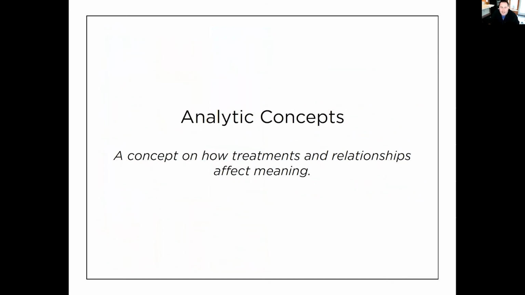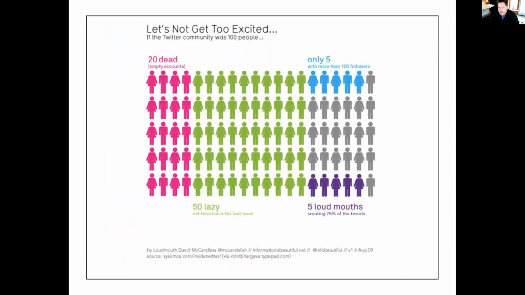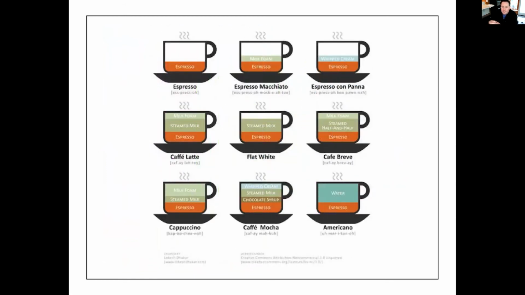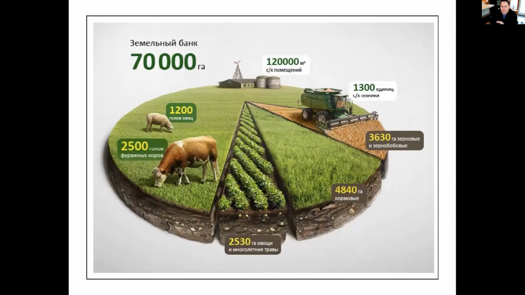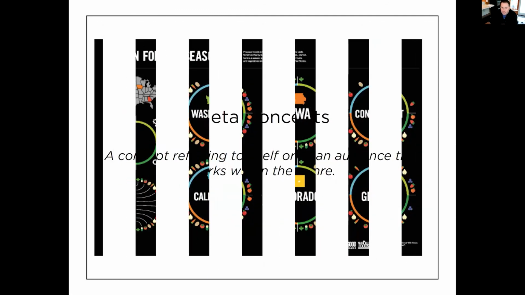All right, analytic concepts, the concept and how treatments and relationships affect meaning. All right, boring statistics. For designers, we often have to be really creative when it comes to boring information like this to figure out a way of communicating statistics in a fun and interesting manner. So you look at that, it's like ingredients for coffee or agriculture, more agriculture.